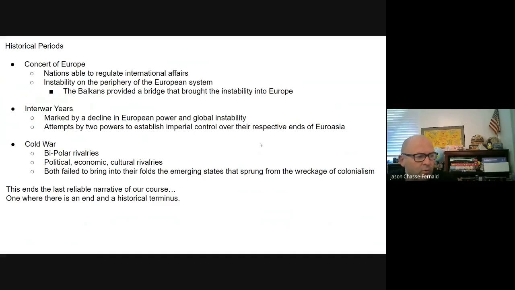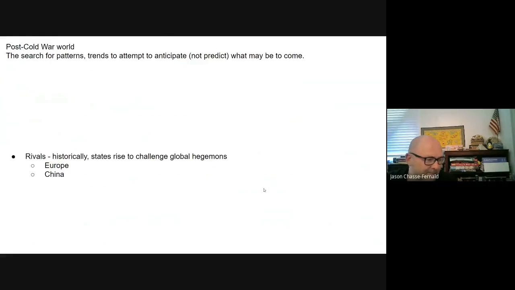Right. The end of the Cold War ends the last reliable narrative of our course, right? In order to have a true narrative, you need a clear beginning and a clear end. And the Cold War provides that to us, right? So things wrap up in, I guess it's not that clear, because you could debate it's 89 or 90 or 91, right?